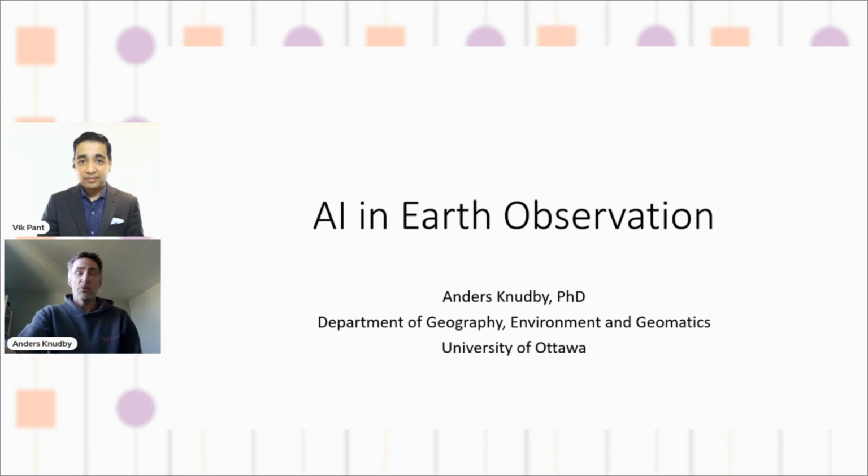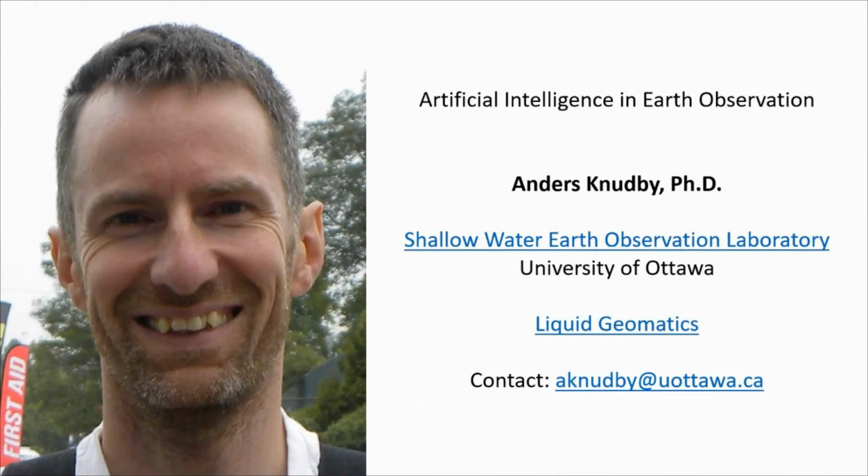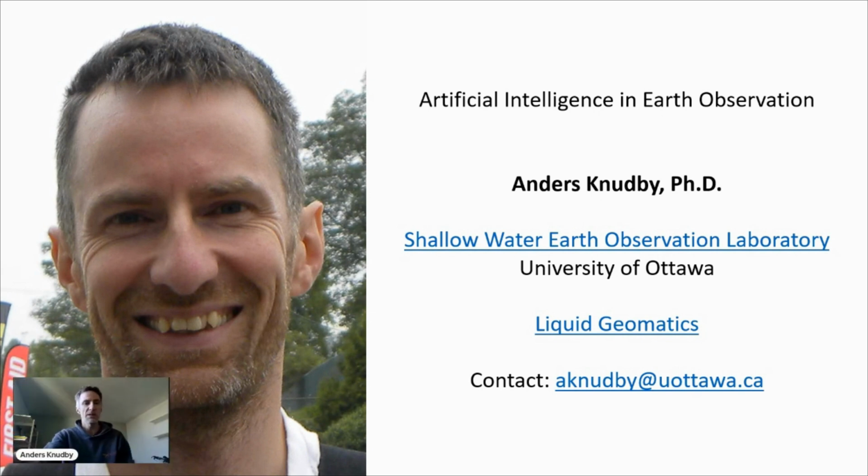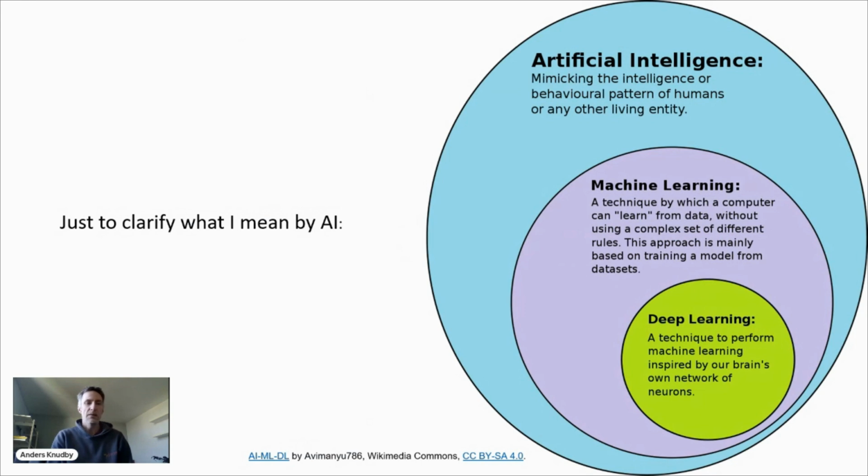As you can see on the slide here, the title of my talk is AI in Earth Observation. My name is Anders Knudby. I'm an associate professor in geography at the University of Ottawa, and I also run a small company called Liquid Geomatics. Today, I'll talk about how AI is used in Earth observation, which immediately raises two questions. What is AI and what is Earth observation? So let's just get started with AI.